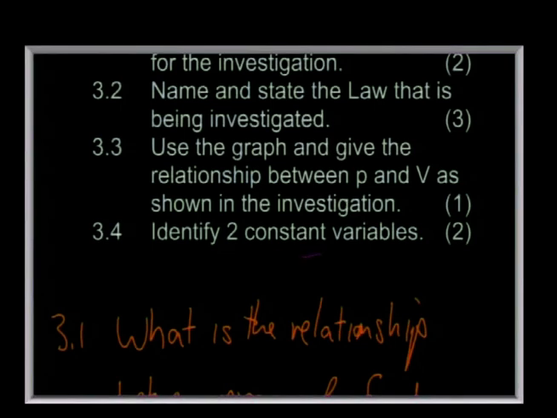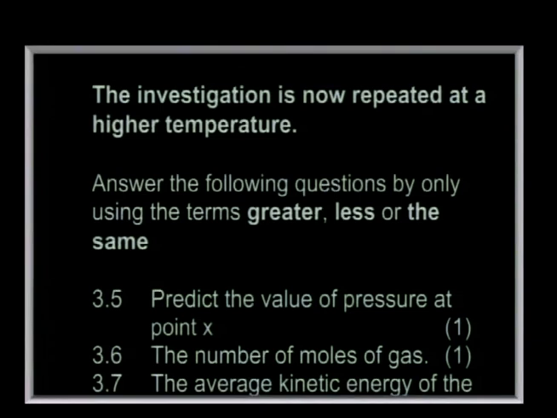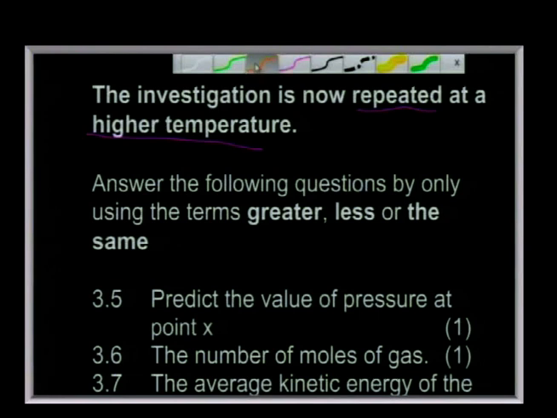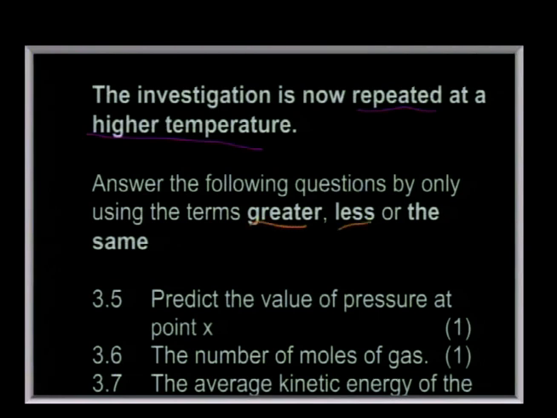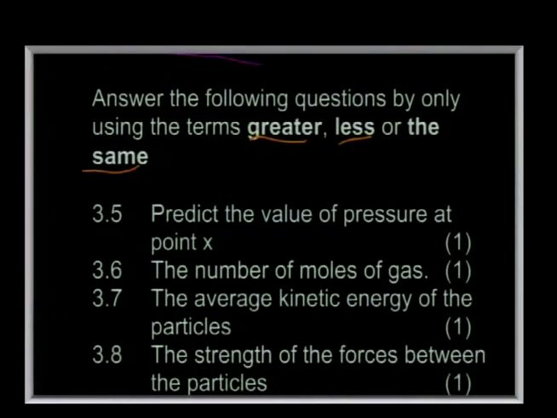And then identify two constant variables. Well, we've done it all the way through. We've said mass and temperature. The number of molecules of the gas, of ammonia, you could also say has been kept constant. Right, let's move on. It says here, the investigation is now repeated, very important, at a higher temperature. So the conditions have changed. Answer the following questions by only using the terms: greater, less, or the same. Very important skill here. You've got to make sure that you use those terms only.